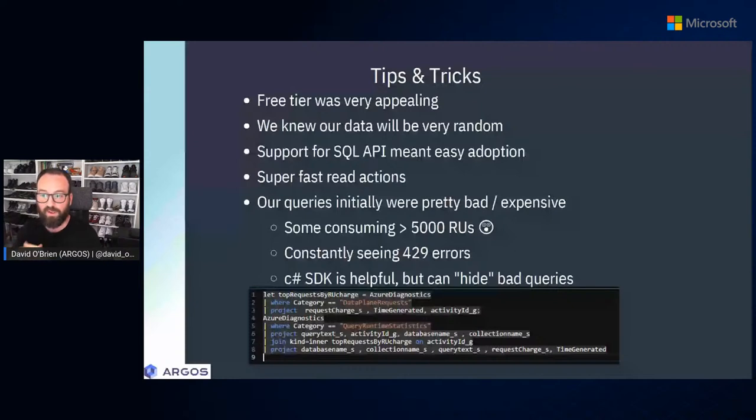Super powerful for us because all the data we get from Microsoft, from Amazon, from Google, all these schema or these resource configurations basically are all very, very different. And we couldn't properly predict them. So being able to pretty much chuck it in a database like Cosmos was really powerful. Speaking of querying it back, support for SQL API meant that all our .NET developers were super at home. Just really easy adoption.